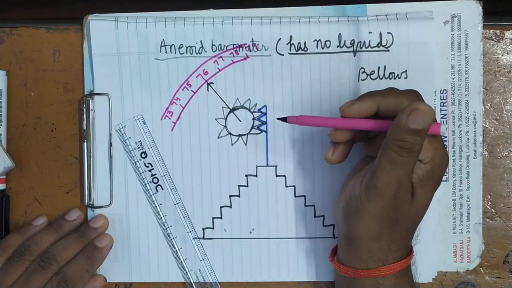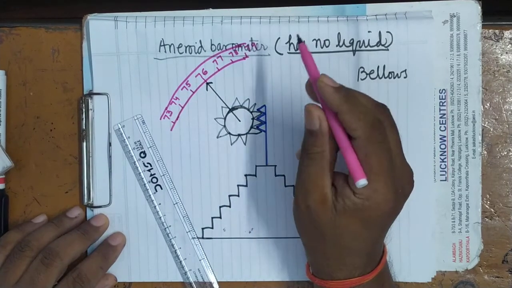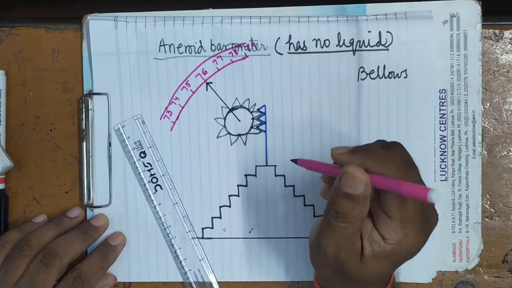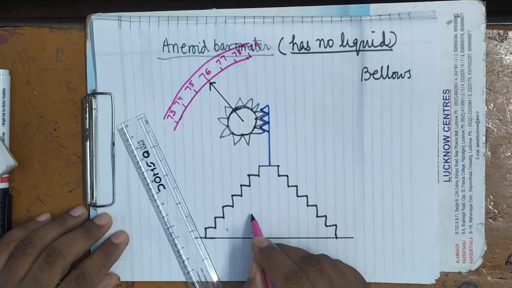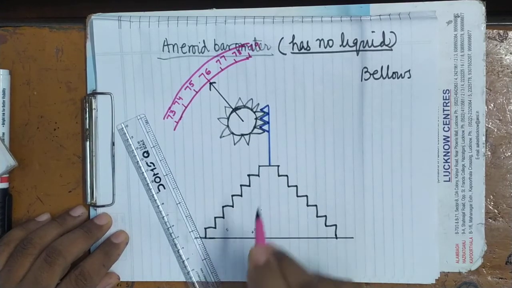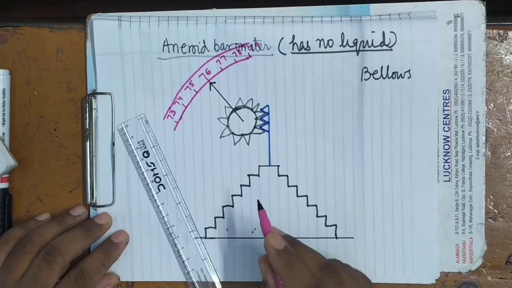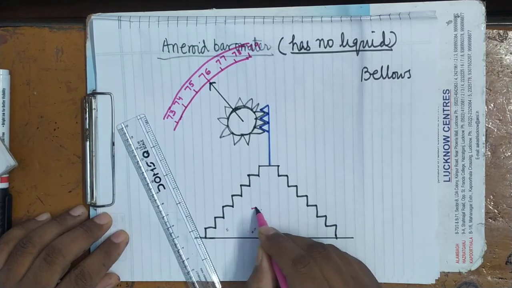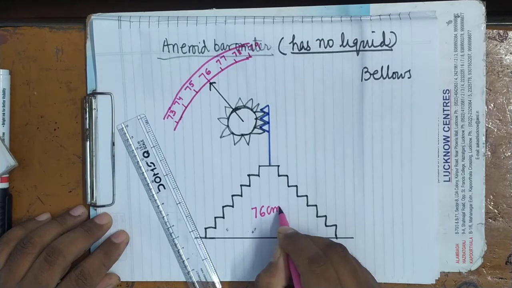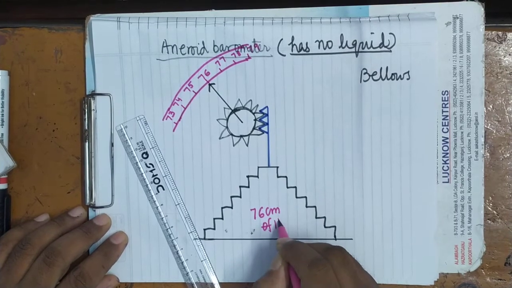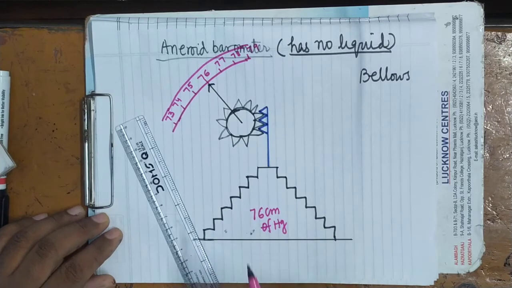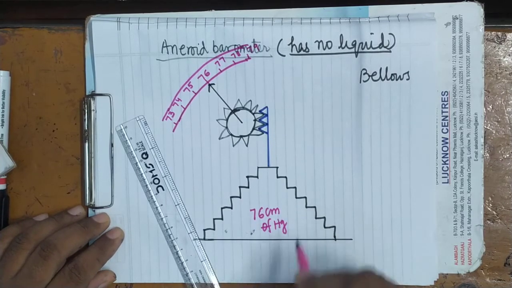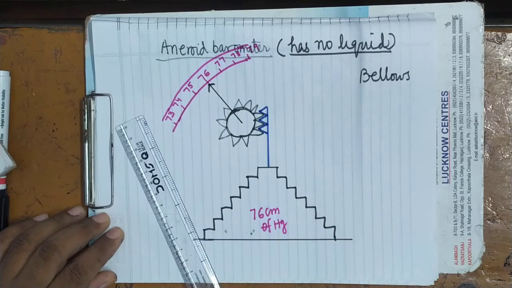It is graduated in such a way that in the normal condition this pointer coincides with 76. Inside this, air has been enclosed at atmospheric pressure, corresponding to 76 centimeter of mercury. It is clear. The air enclosed inside exerts as much pressure as is exerted by the atmosphere, which we call atmospheric pressure.